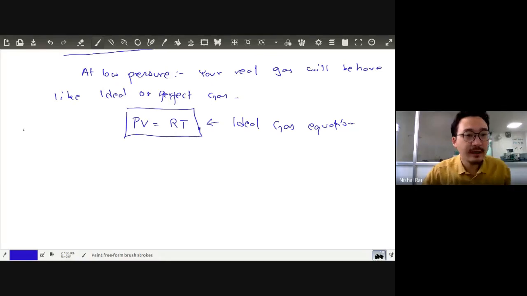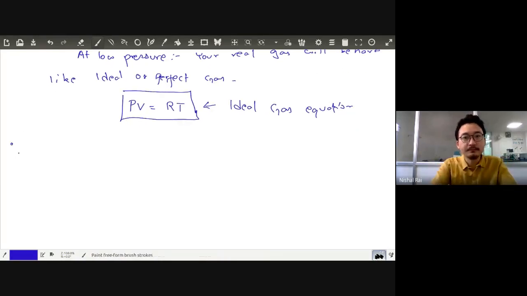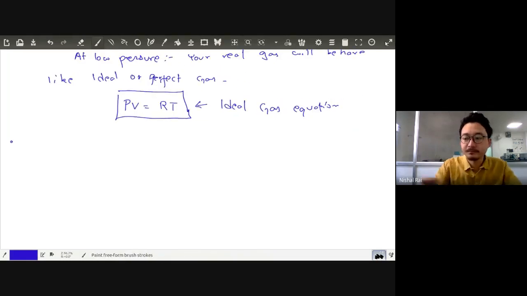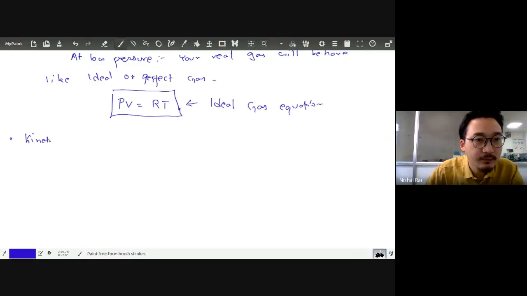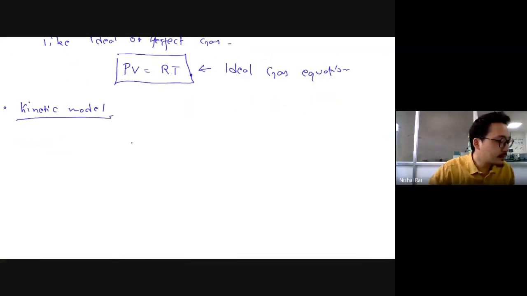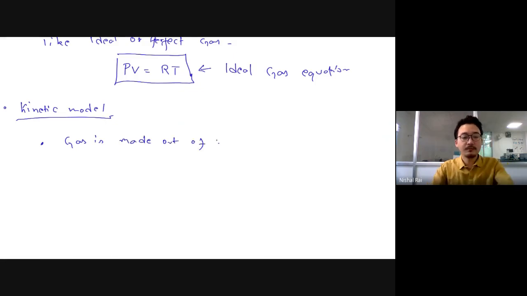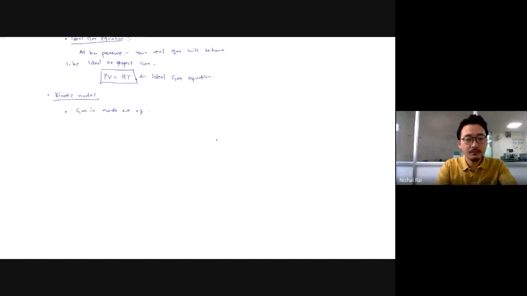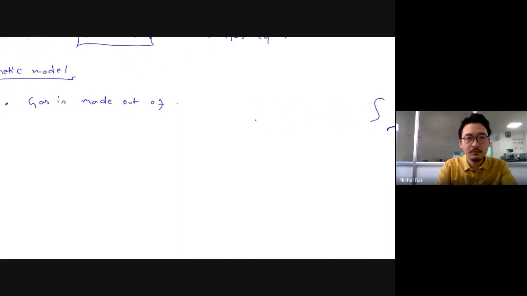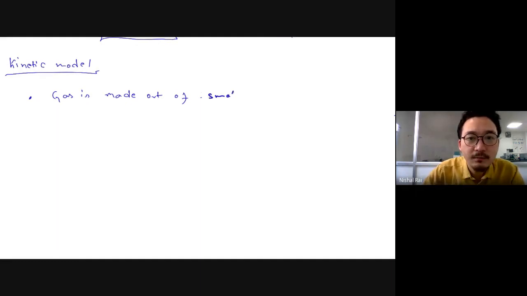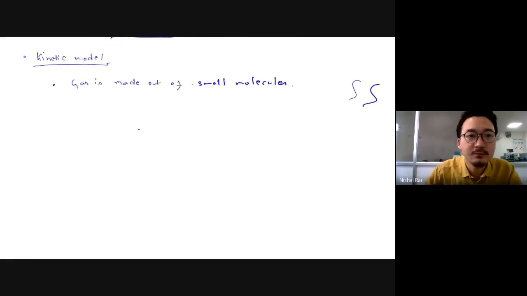Now in kinetic theory of gases, or in the kinetic model, there are a few assumptions. Now I'll tell you what the assumptions are. One is, gas is made out of what? Small molecules. Clear? They are made out of what? Small molecules.